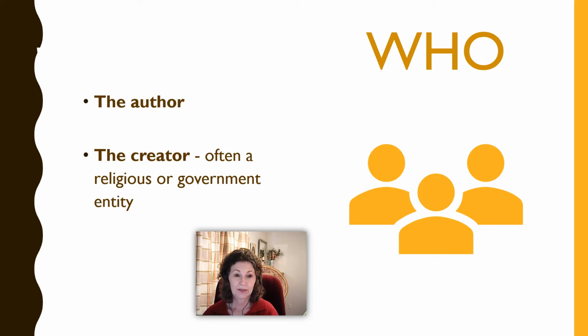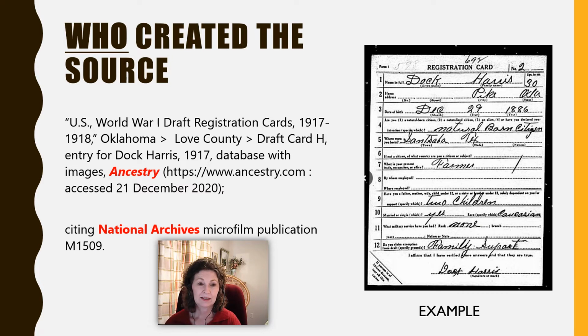This is the author of the source or the creator. So this is often a religious or a government entity when we're talking about genealogy type records. In this example of the World War I draft registration card, the who is shown in bright red. And because the first layer is the digital layer, Ancestry was the creator of the digital layer. Ancestry put together this collection of World War I draft registration cards.